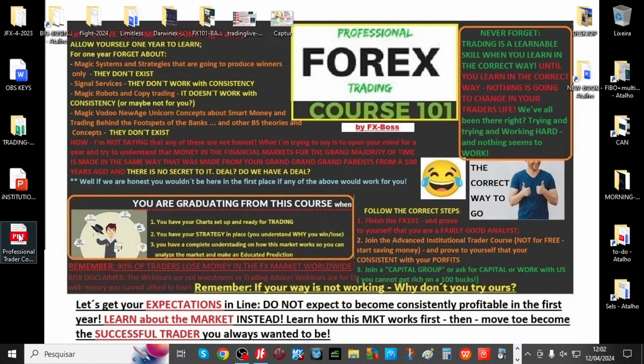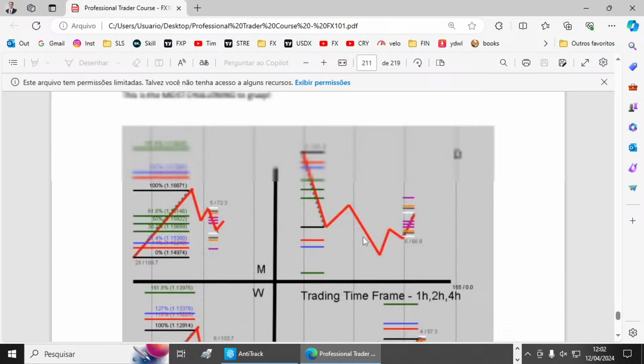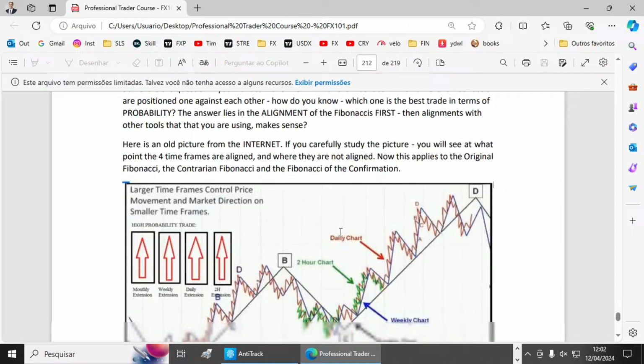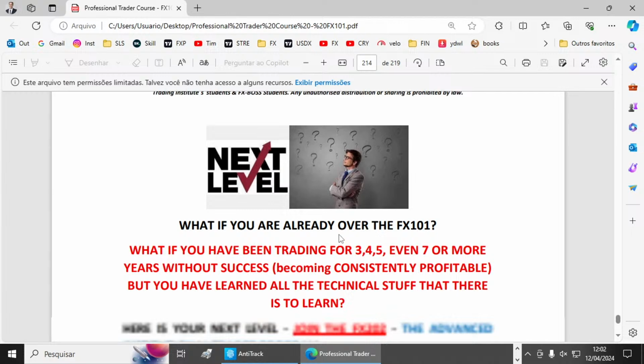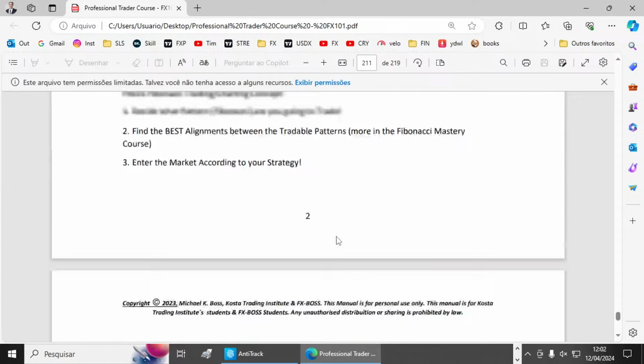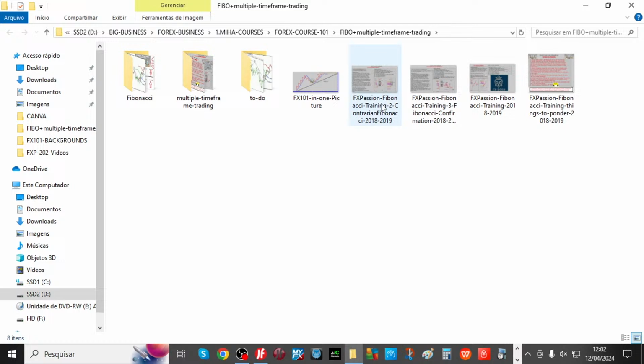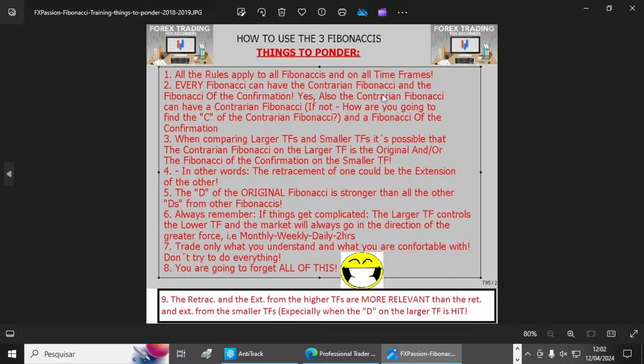And we need to check, we have the rules for trading the three Fibonacci part one. All right everybody, let me get back to the trading Fibonacci numbers, the three Fibonacci multiple time frame trading. Next level Fibonacci trading week. Wow, we're going to trade the Fibonacci. So let's start with this, alright? And then we're going to check again the Fibonacci's, all the pictures, one, contrarian, confirmation, original. All good?